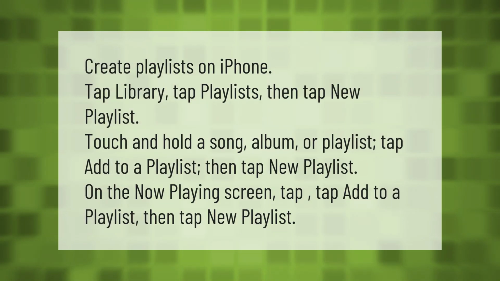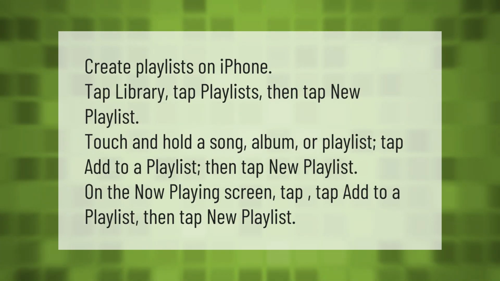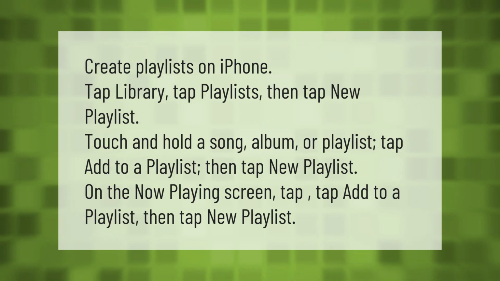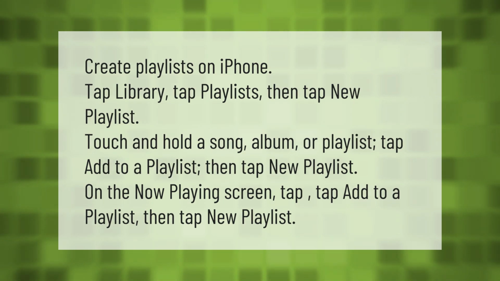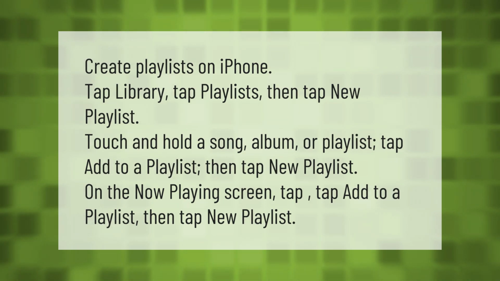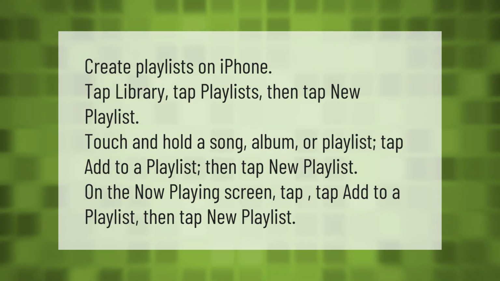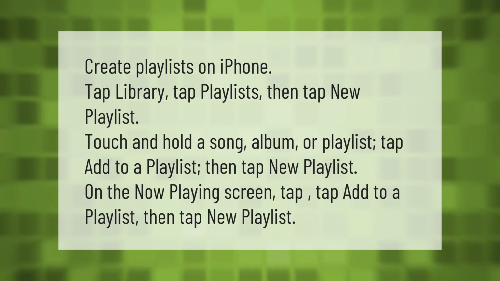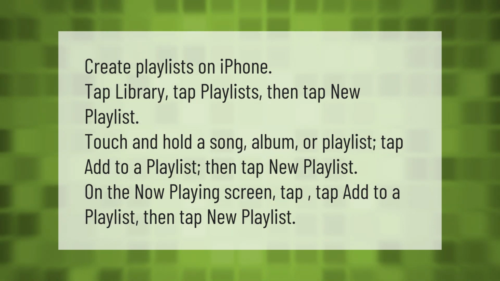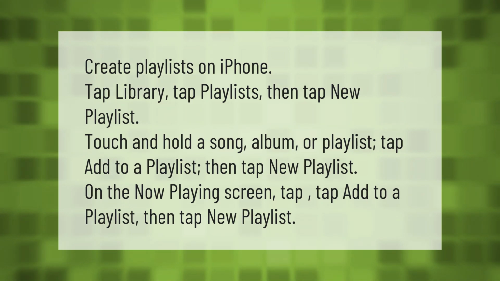Create playlists on iPhone. Tap Library, tap Playlists, then tap New Playlist. Touch and hold a song, album, or playlist. Tap Add to a playlist, then tap New Playlist. On the now playing screen, tap Add to a playlist, then tap New Playlist.